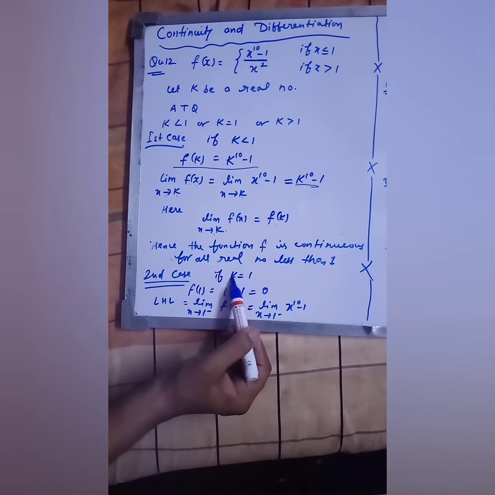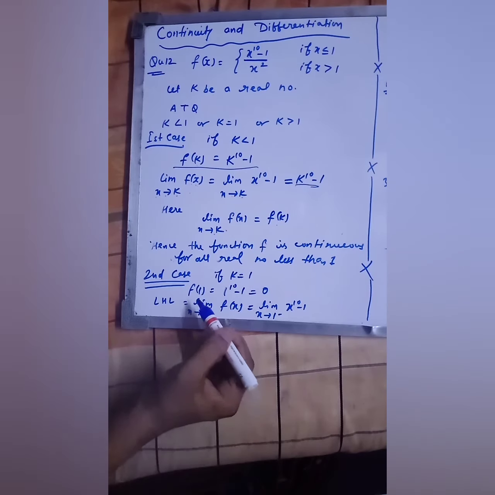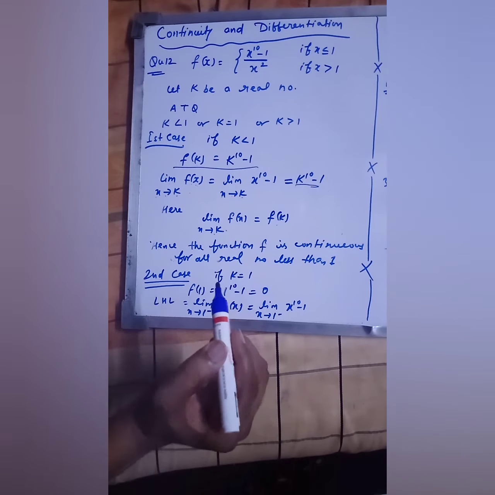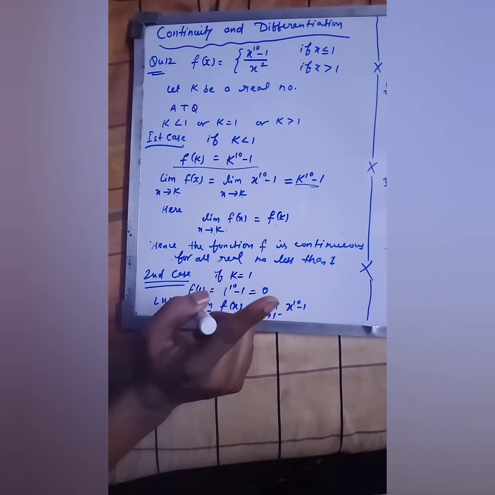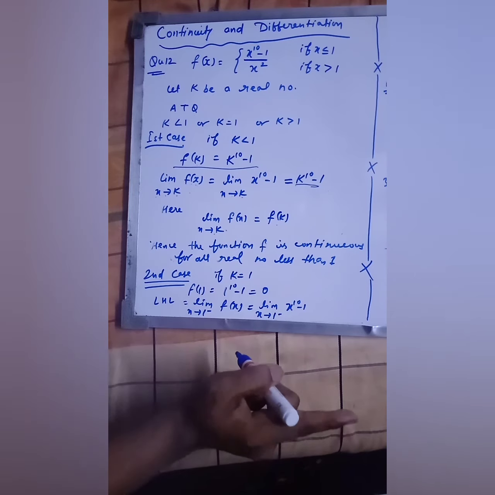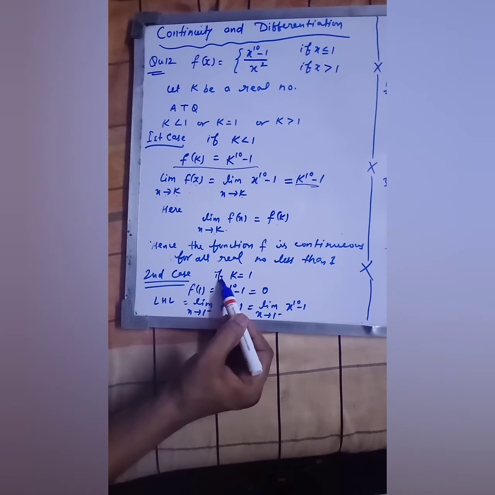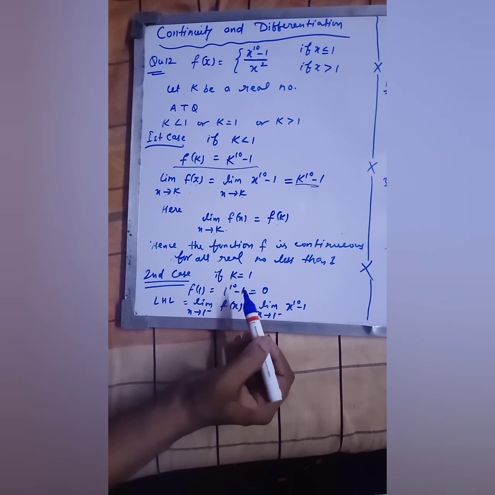Okay, so when you take k equals 1, you have to find out three things. First, the value at 1. Then you take the left hand limit, then the right hand limit. If all three are equal, then it will be continuous at k equals 1. So let's start. We are finding the value at k equals 1.